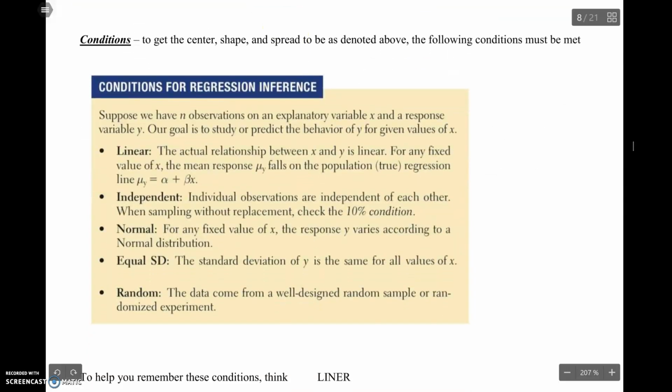Conditions. Big star by the conditions. This you need to know. There are 5 conditions. I think of independence as a 2-part condition, so I maybe even think there might be 6. And we use this LINER to help us remember them: L-I-N-E-R. We're doing linear regression, so just forget about the A. The first condition is that you have a linear data relationship. So the actual relationship between x and y has got to be linear.